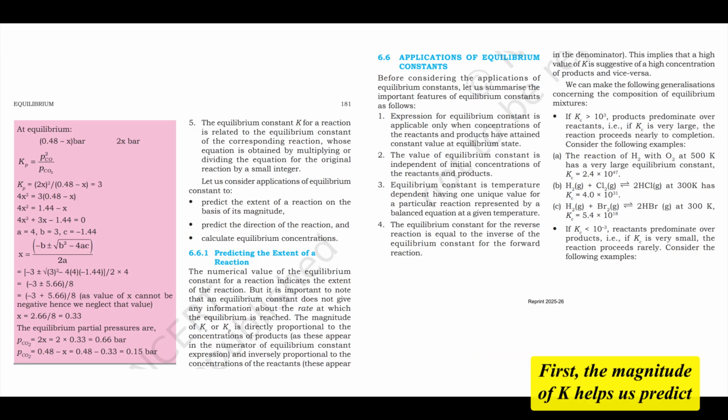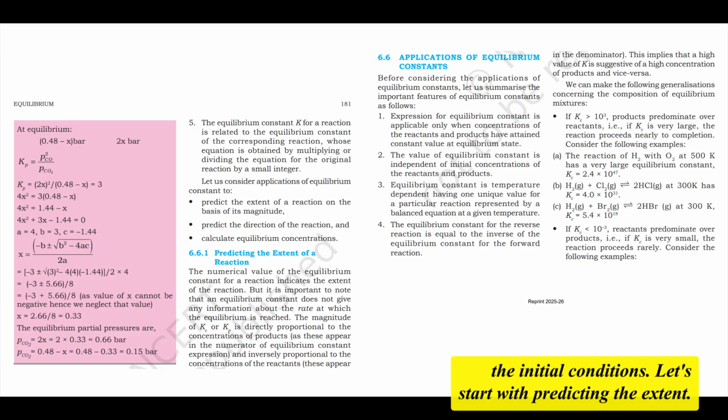First, the magnitude of K helps us predict the extent of a reaction. That is, how far does the reaction proceed towards products before it reaches equilibrium? Does it go almost completely or hardly at all? Second, if a system is not yet at equilibrium, we can predict the direction the reaction will shift to reach equilibrium. For this, we use a related quantity called the reaction quotient, Q. And third, perhaps most commonly in problems, we can use K to calculate the actual equilibrium concentrations, or partial pressures, of all the reactants and products given the initial conditions. Let's start with predicting the extent.